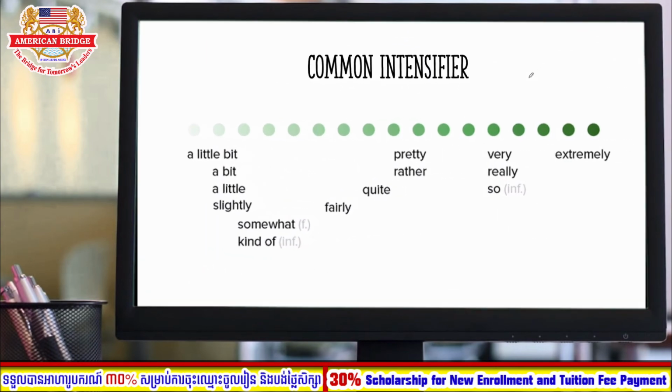So here are some useful or common intensifiers that you can use in front of the adjective to show the level of those adjectives. We have a little bit, a bit, a little, or slightly. These intensifiers on this side show not very strong. And in the middle, we have fairly, quite, pretty, rather. They are only 50%. They add 50% of the meaning to the adjective. And really, very, so, extremely show the highest level of the adjective. If we say it is extremely big, it means it is the biggest thing.